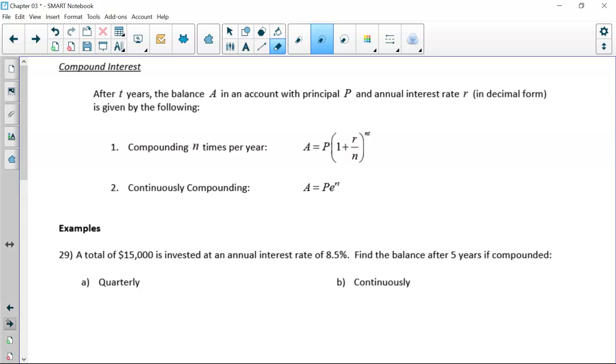We talked about compounding before, especially in Algebra 2, where you're compounding multiple times per year. Now, because of the way E works, we can actually use it to compound continuously, where it just keeps compounding all the time. And it's actually much easier to use. It's just P times E raised to the RT, where P is the principal, the initial amount, R is the rate written as a decimal, N is the number of times per year, and T is the number of years.